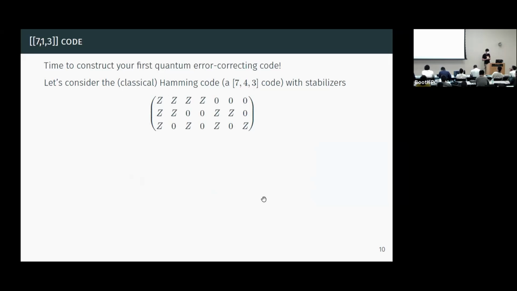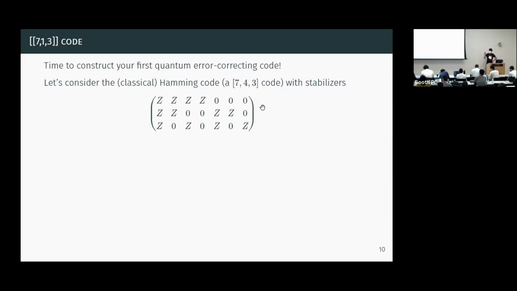Okay, time to construct our first quantum error correcting code. I pulled out a more complicated classical code, which is called the Hamming code. The Hamming code uses 7 physical bits to encode 4 logical. Wait, maybe 3 and 4 are flipped. So, to encode 3 logical bits. Am I missing a row or something? Okay, I'm going to fudge that. So it's a 743 code or a 734 code, and it has the following stabilizers.